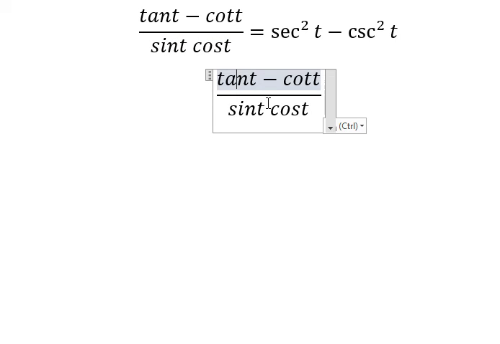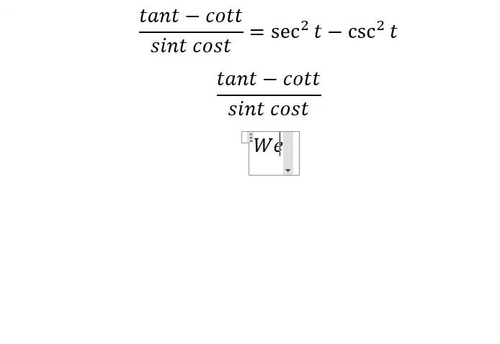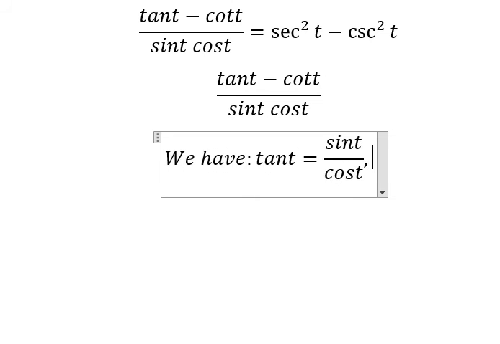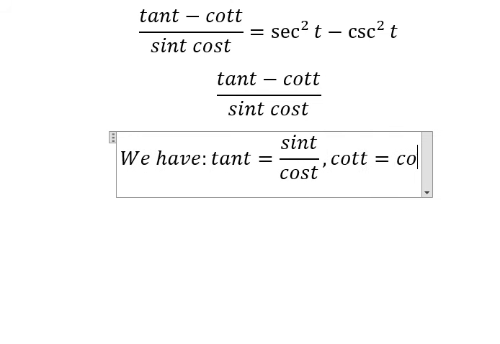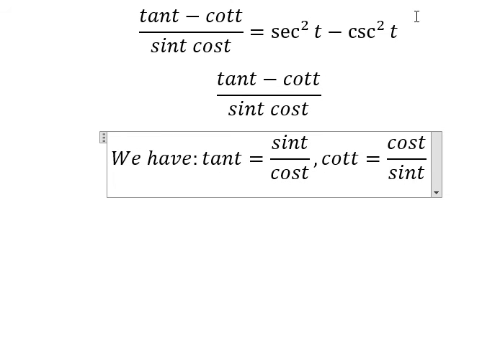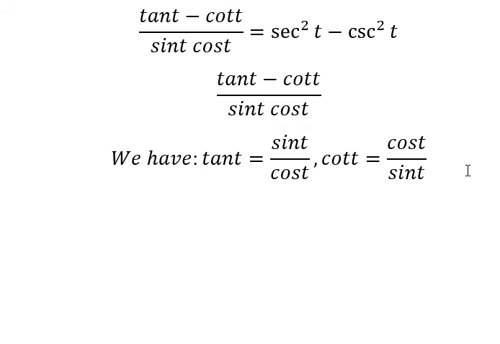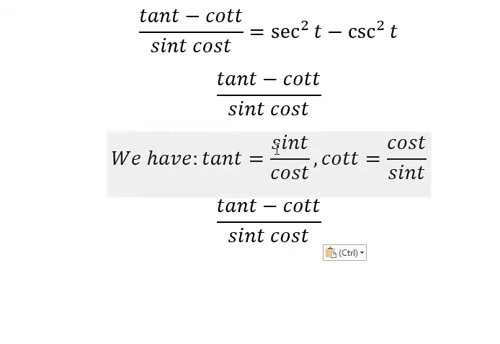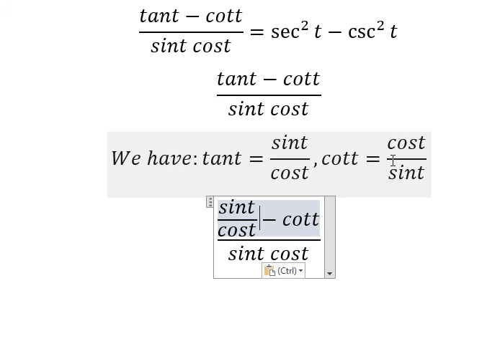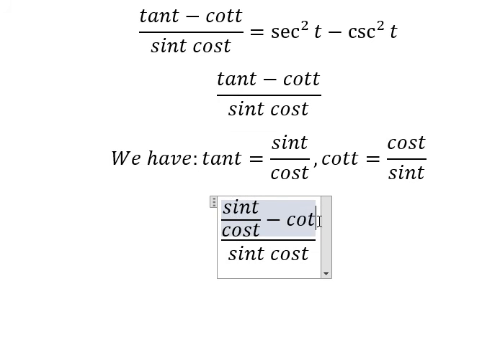So I will start with the left side. We have the formula in here. Tan t equals sin t over cosine t. Cotan t equals cosine t over sin t. So we need to change tan t into this one. Cotan t we change by this one.